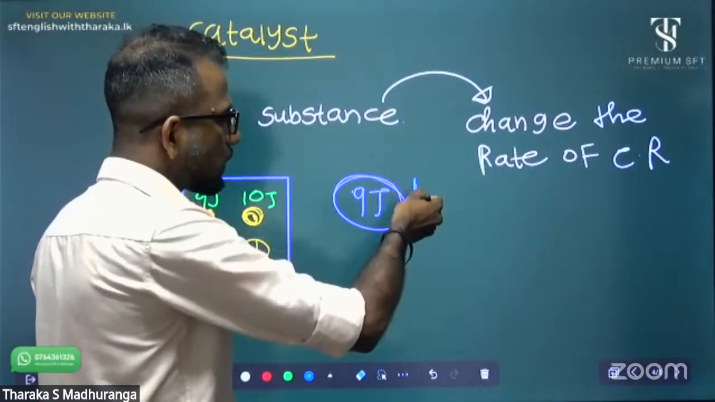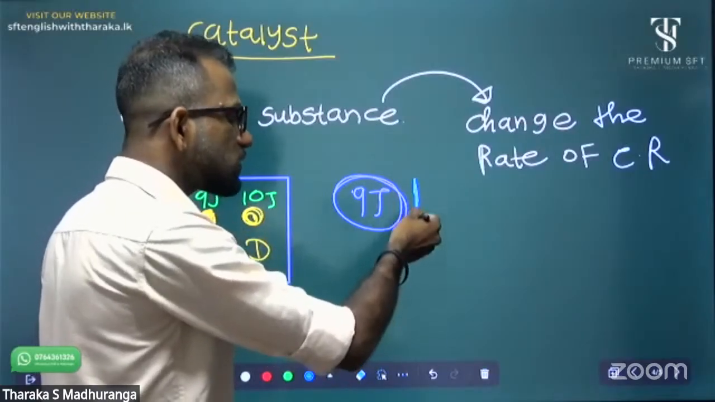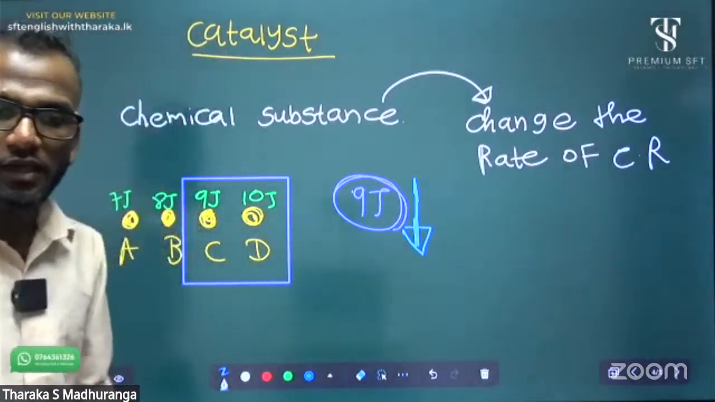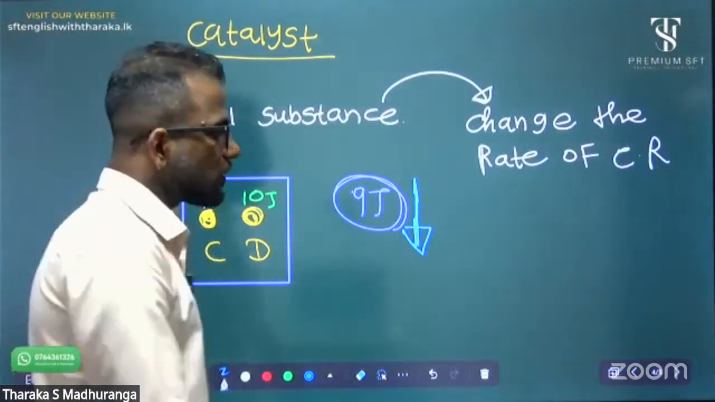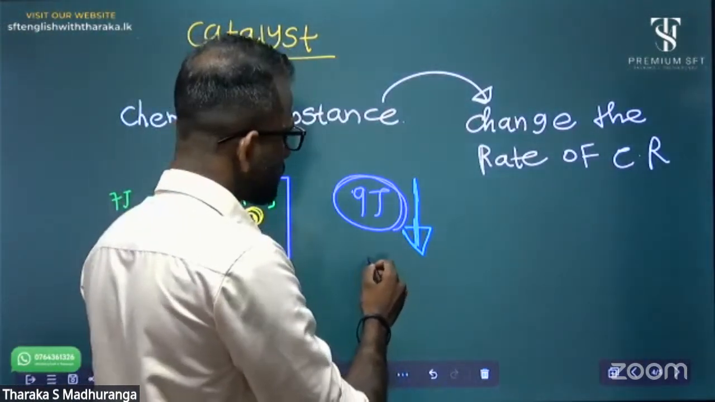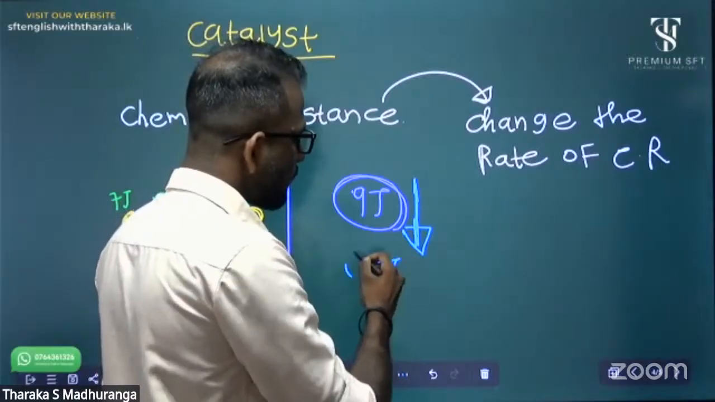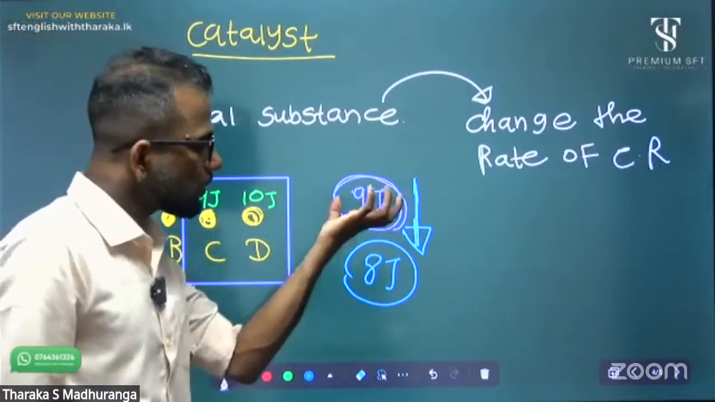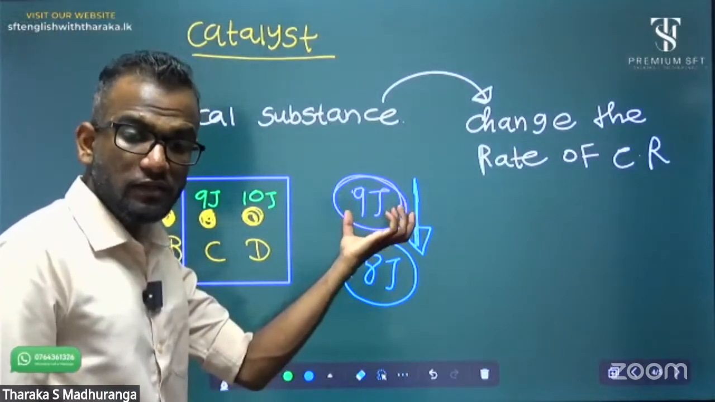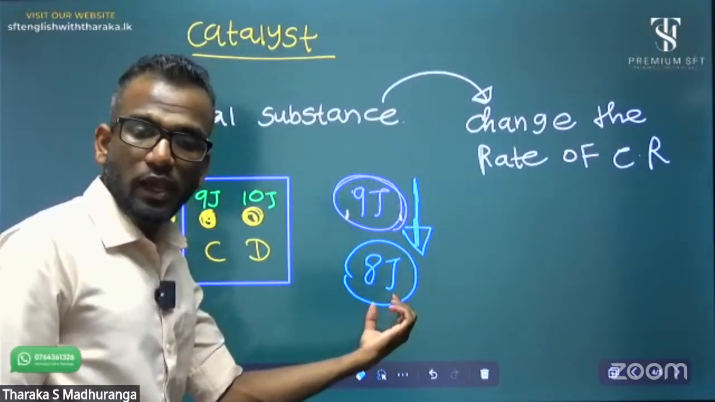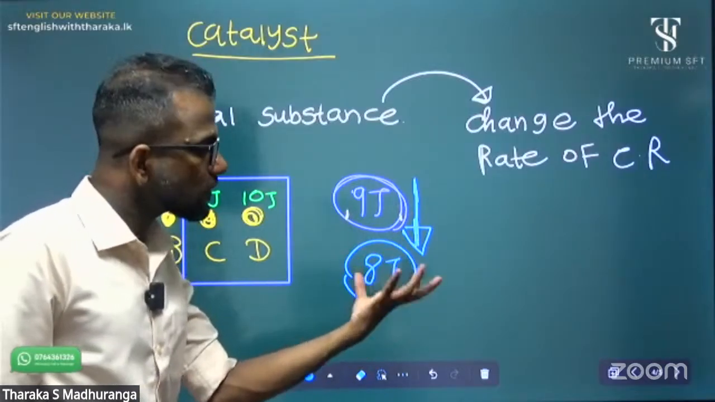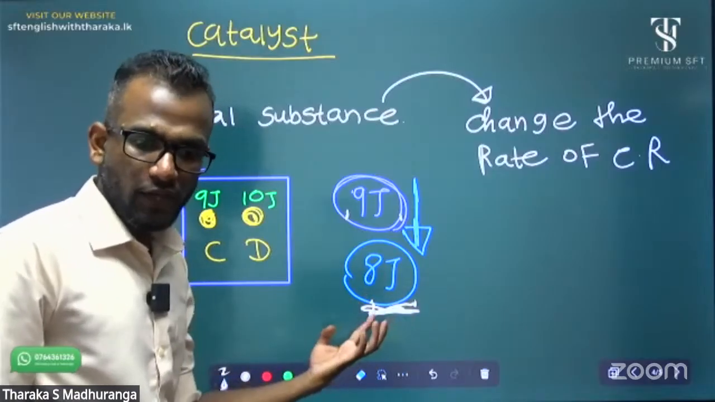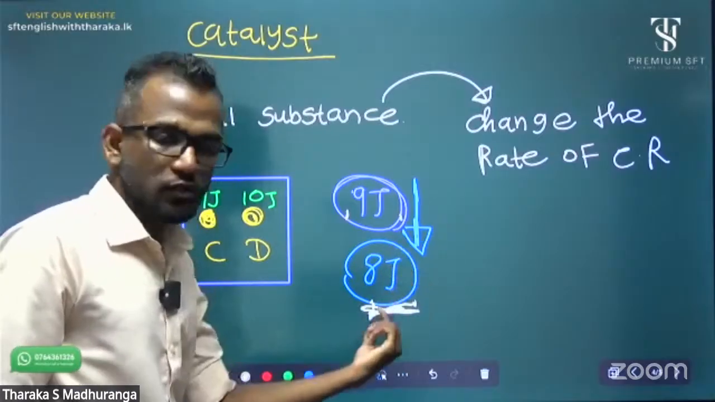When we introduce catalyst, the activation energy decreases. Activation energy decreasing means, think activation energy is 8 joules now. Activation energy was initially 9 joules without catalyst, it's dropped to 8 joules when we introduce catalyst. Right, that's the story. When we introduce catalyst, it's 8 joules now.